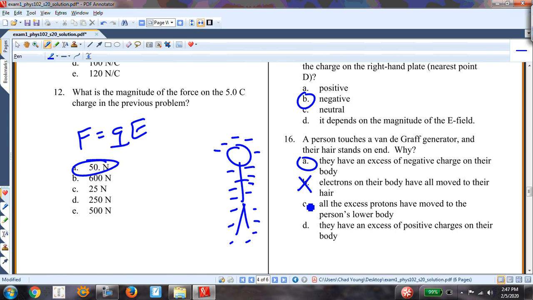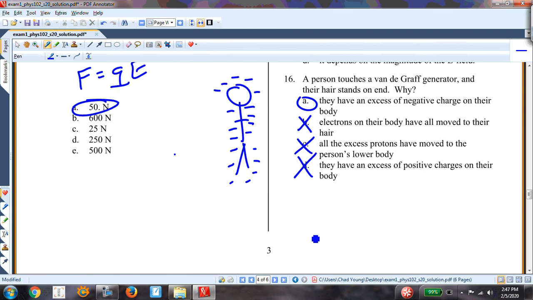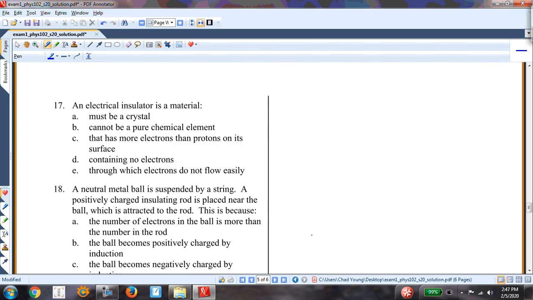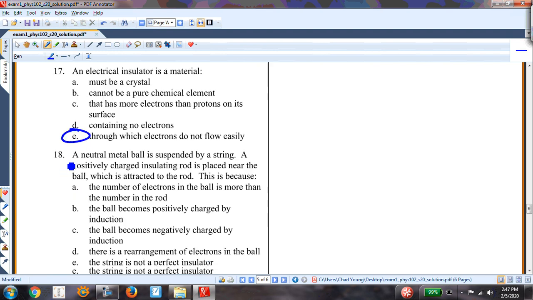So all the excess protons have moved to the person's lower body. Protons don't really move around very easily. You can move a proton, but it's quite difficult, so that's not right. And they have excess positive charge on their body. Nope. It's they have an excess of negative charge on their body. And it's electric insulator. Electrons don't flow easily through it.